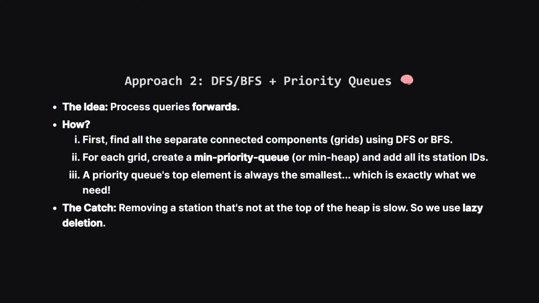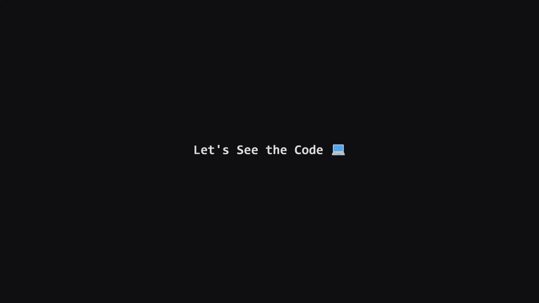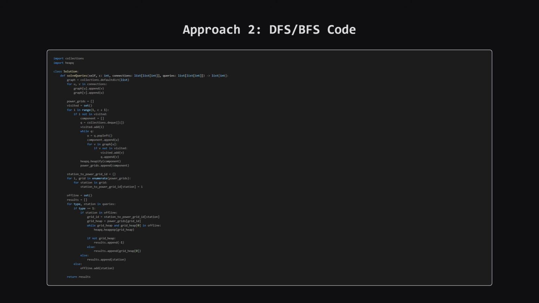This sounds perfect, right? The only catch is that efficiently removing a random station from the middle of the queue is tricky, so we'll use a technique called lazy deletion. This forward processing approach with priority queues has a different structure. Let's get the full code on the screen, and then, just like before, we'll dissect the important parts. And here is the Python code for the second approach, using a graph traversal and priority queues. You can see it has a distinct setup phase and then a processing phase.